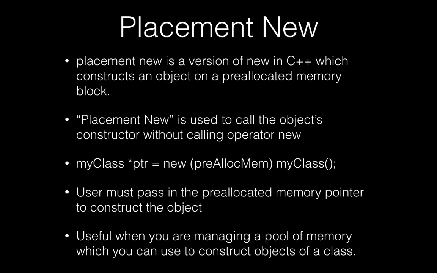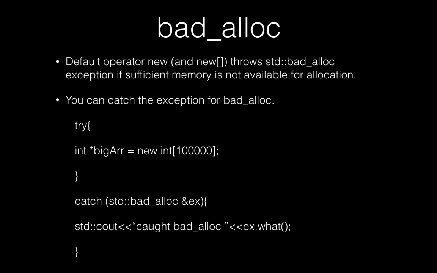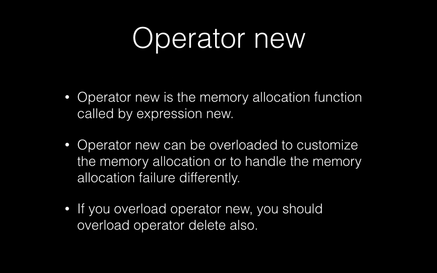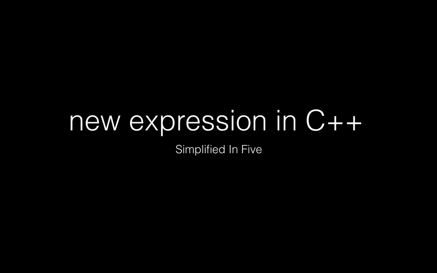So these are the 5 key things you should be knowing about new expressions in C++. So we saw placement new, we saw set_new_handler, we saw the bad_alloc exception and how to catch it, we saw what is an operator new, and we also discussed what basically is a new expression. So these are the important things you should be knowing about new expression in C++.